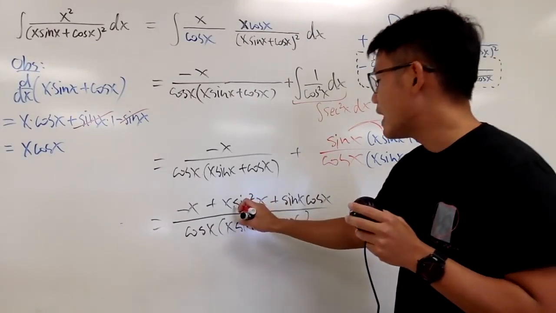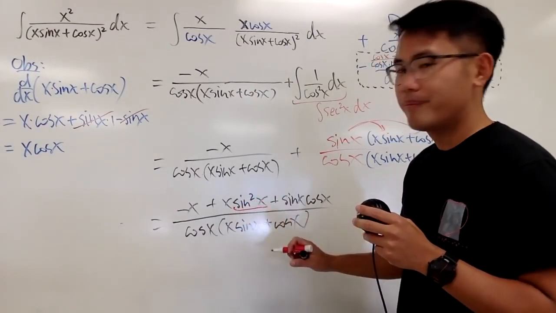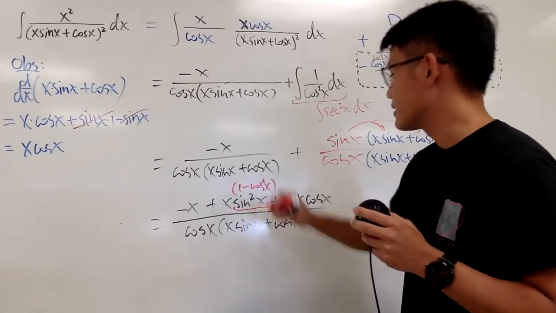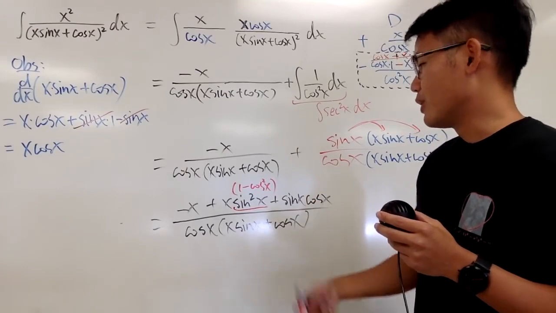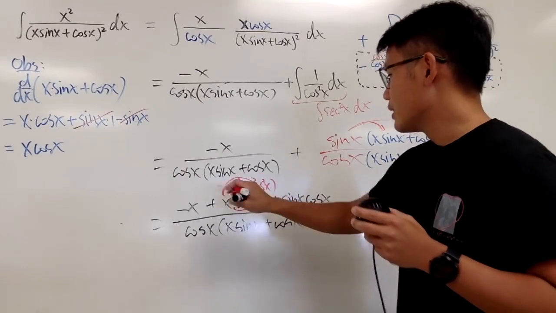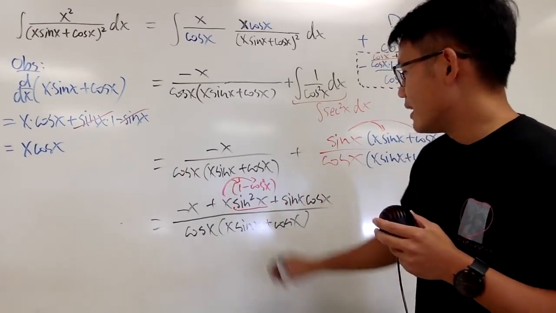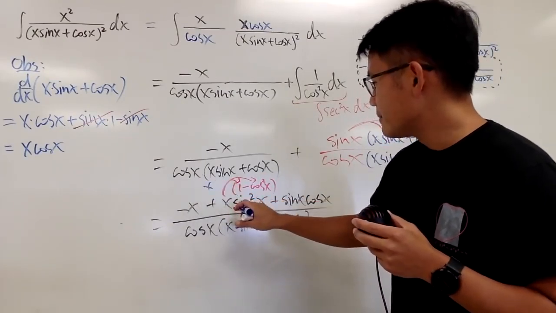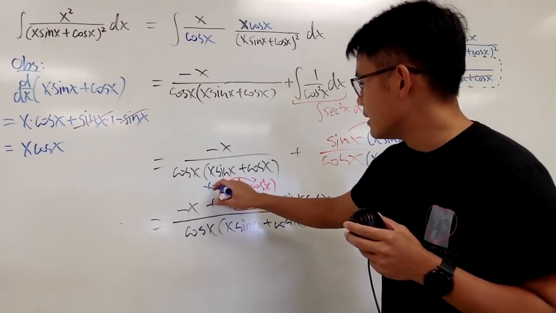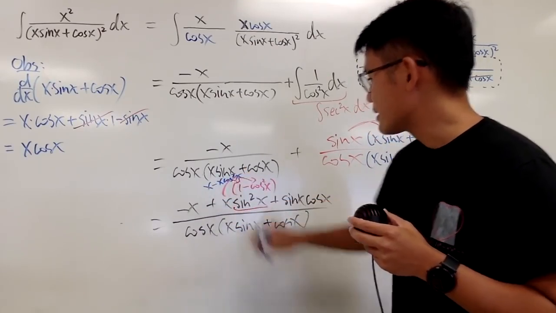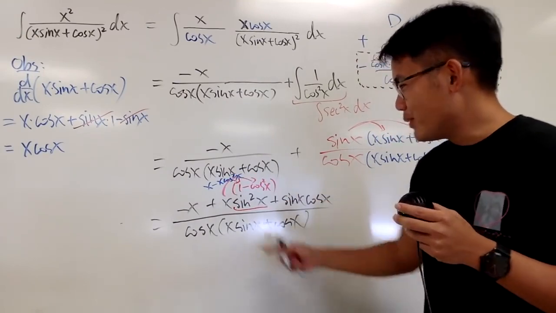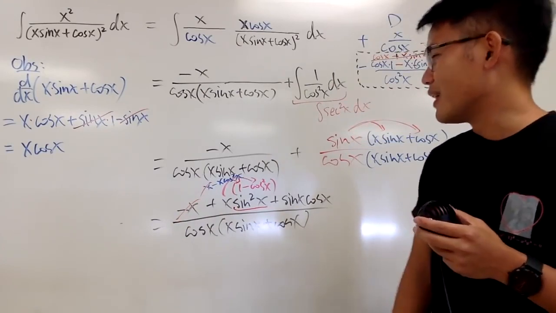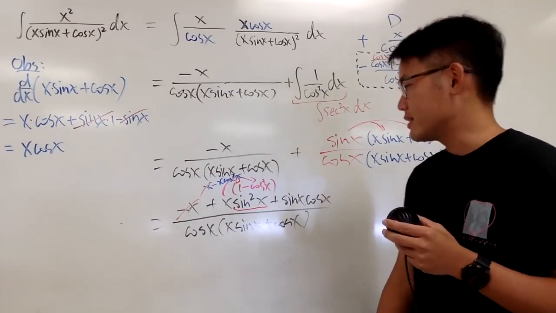And perhaps we see that we do have the sine square x right here. Let's change that to what? 1 minus cosine square x. Maybe it works, maybe not, I don't know. Just give it a try. I will distribute that right here. So let's see, when you distribute, just get x, right? And then that's going to be x times cosine square x, right? And the reason I want to do that is I noticed I have the negative x and the positive x that cancel each other out. So that's pretty nice.